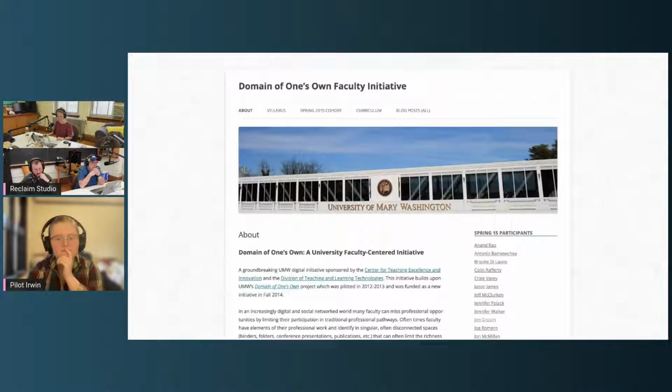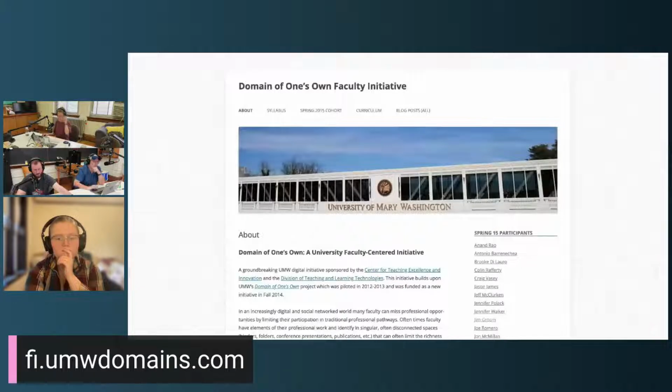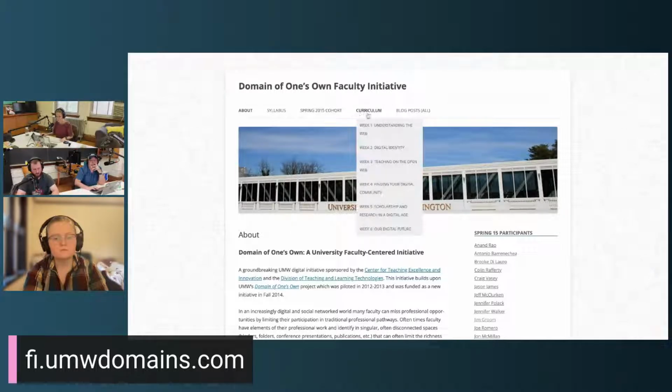So what this was, it was basically a 6-week curriculum where we brought in usually a librarian, faculty from different disciplines, and at times a student. We would have these weekly meetings where we would talk about various elements of the web, which I thought was really pretty cool. One of the things you can see, and I'll jump to this, is you can get a sense from that site, fi.umwdomains.com, that the curriculum here is built into the site.